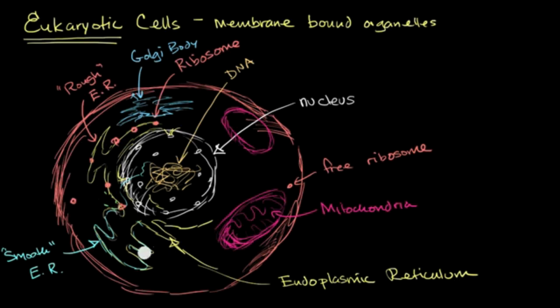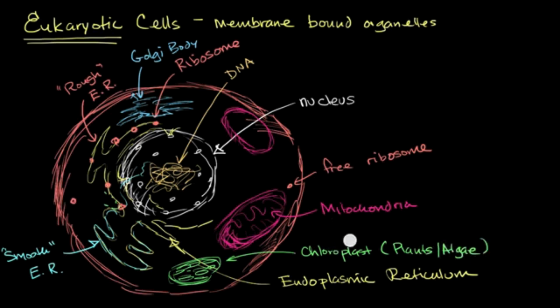Now, if this eukaryotic cell was a plant cell or maybe an algae cell, you would have something called chloroplasts there. We don't have them because we don't have photosynthesis, but this is a chloroplast, and if you could see inside, you could see the little thylakoid stacks right over here. So this right over here is a chloroplast. This would be plants and algae. Animals do not have these, and these are where photosynthesis takes place.